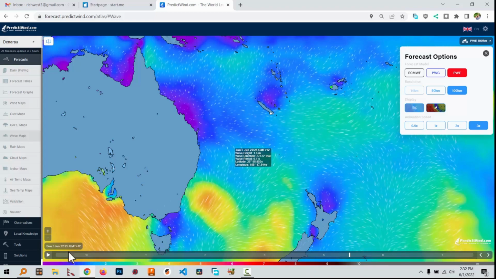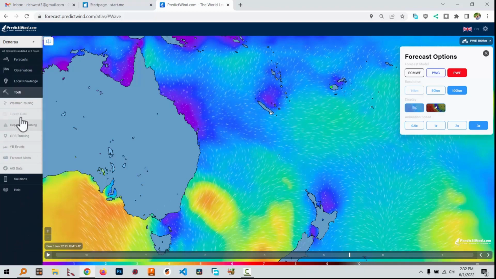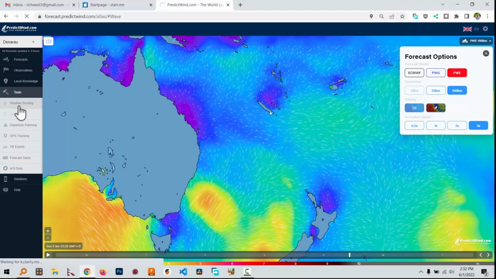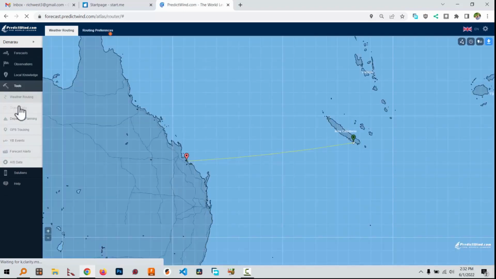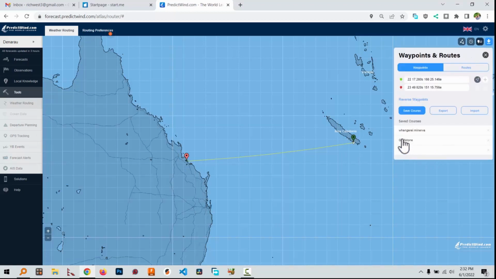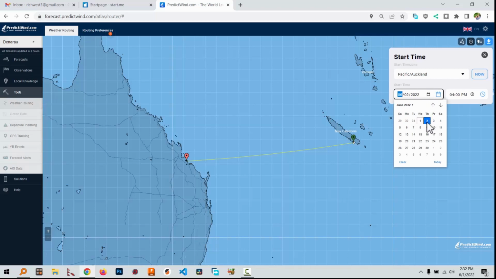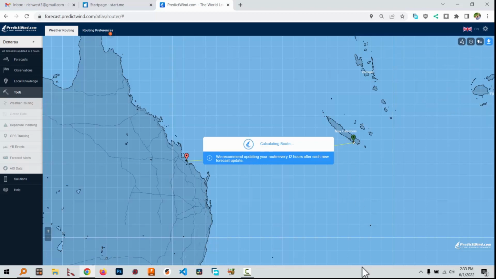Let's take a look at a weather routing. So we go down here to Tools, go to Weather Routing, and we put the green dot where we start, the red dot where we want to finish. I actually have that route saved. I've called it Gladstone, so we've got that. And let's pick a start time of Thursday at 4 p.m. That looks good. And hit the route button. Now I'm going to speed through this because it'll take about 2 minutes.